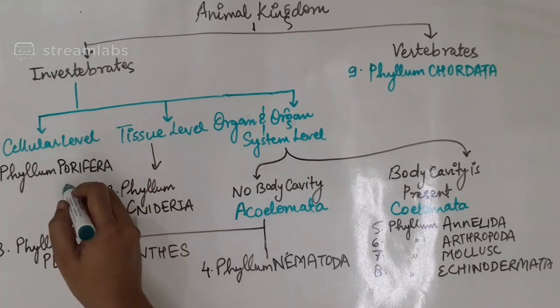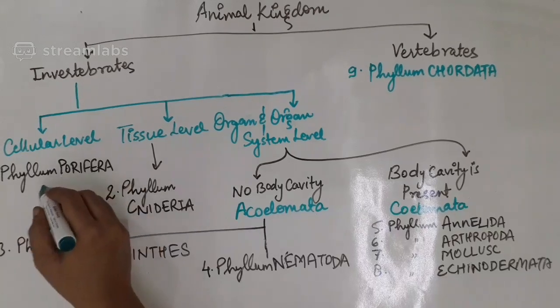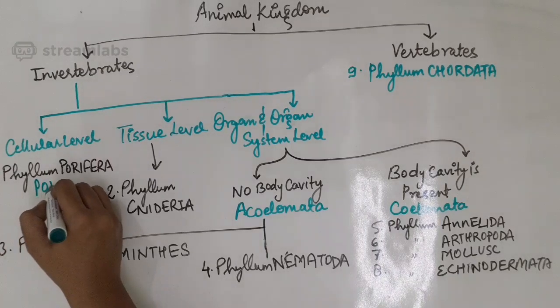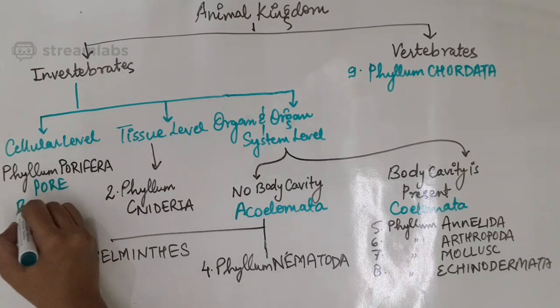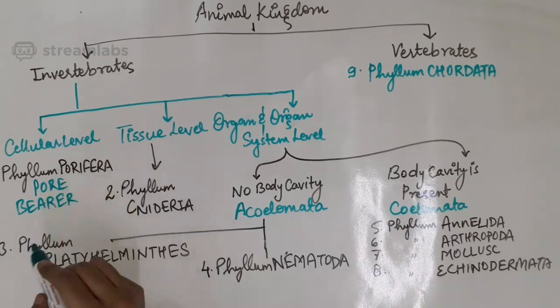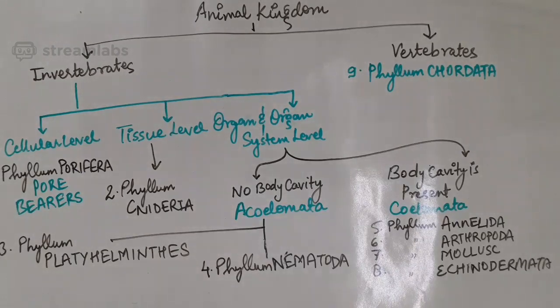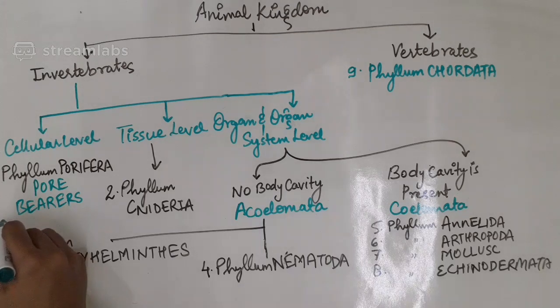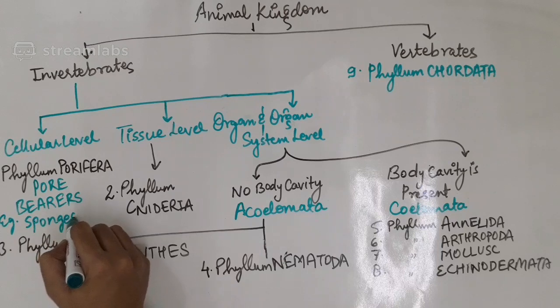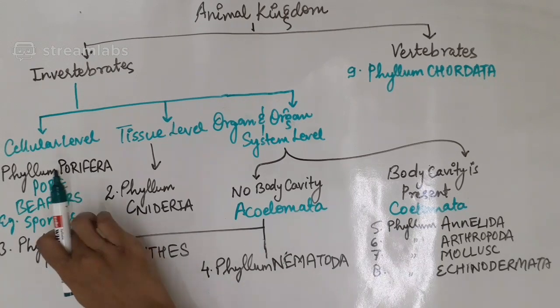Phylum Porifera. Porifera, or the poriferans, the organisms are called poriferans, are the pore bearing animals. Pore bearing means these have body spaces, or you can call them the pore bearers. The phylum Porifera is also called the organisms containing pores. Example, sponges, Sycon, etc.